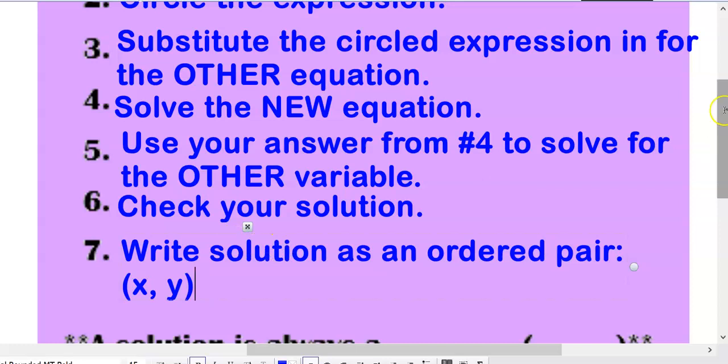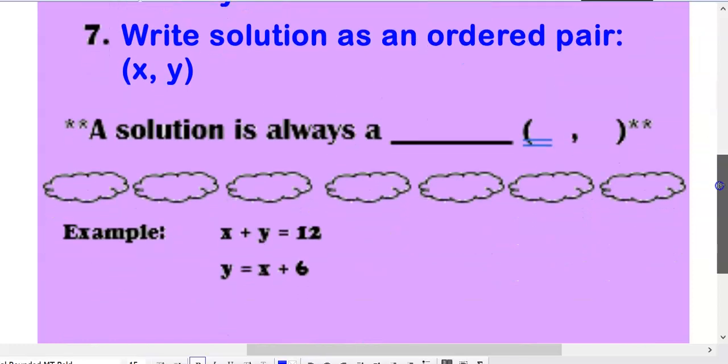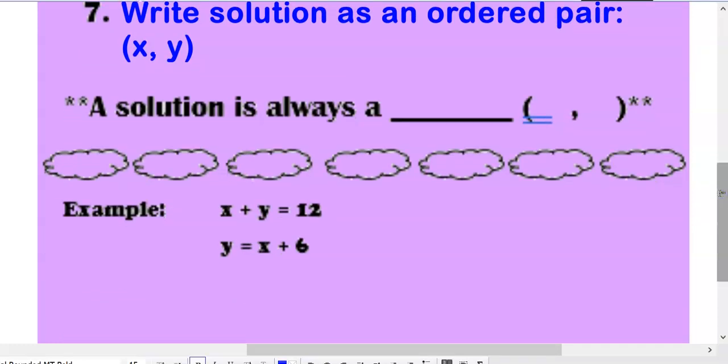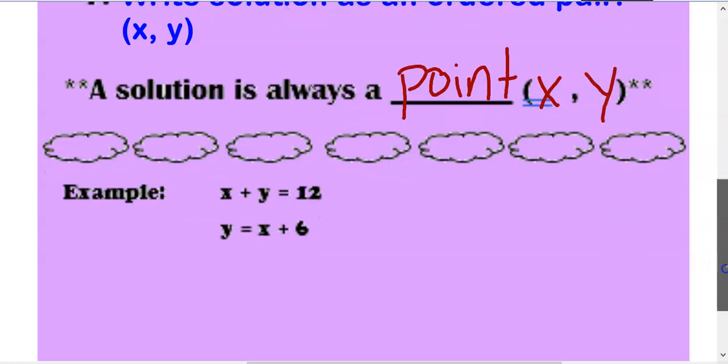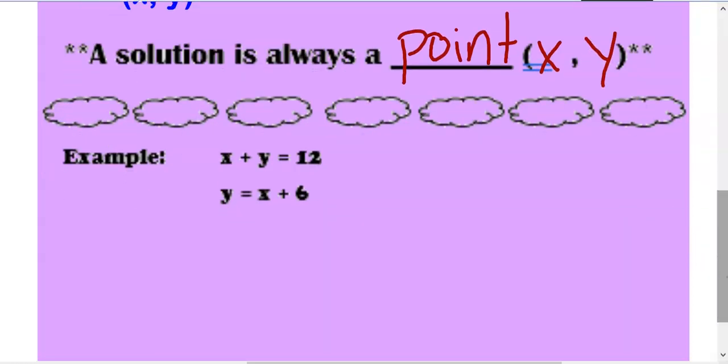Okay, so that kind of reiterates this example that's down here. A solution is always a point, right? And a point consists of an x value and a y value. So let's go and look at these steps. So step 1, identify the solved equation. This is a solved equation, right? Yes. The expression that we need to circle is not y, it's going to be x plus 6.